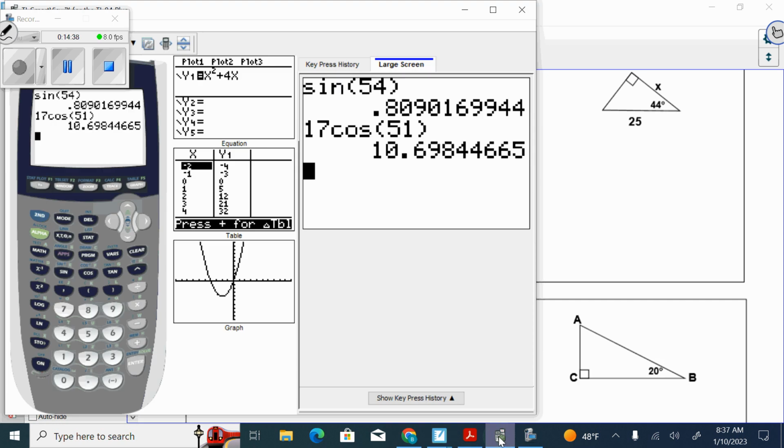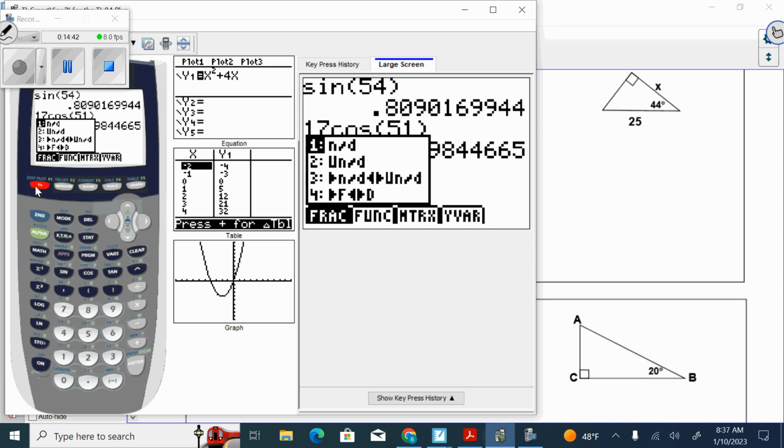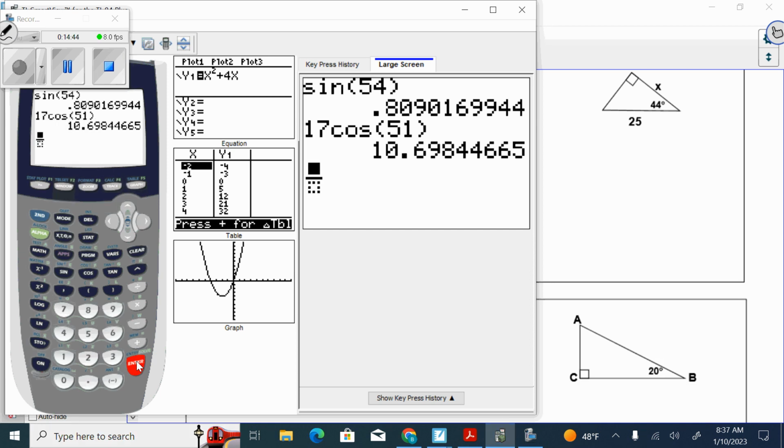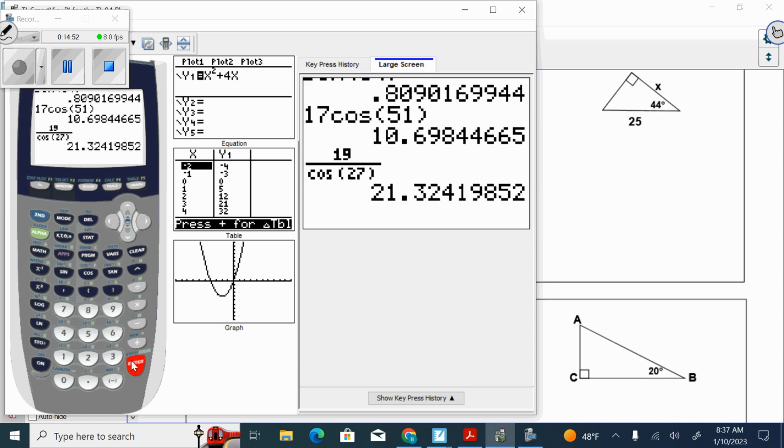So in my calculator, alpha y equals, enter. I've got 19 divided by cosine of 27. You also can just put in parentheses your denominator if you don't want to make it the actual fraction. Either way, we get approximately 21.324.